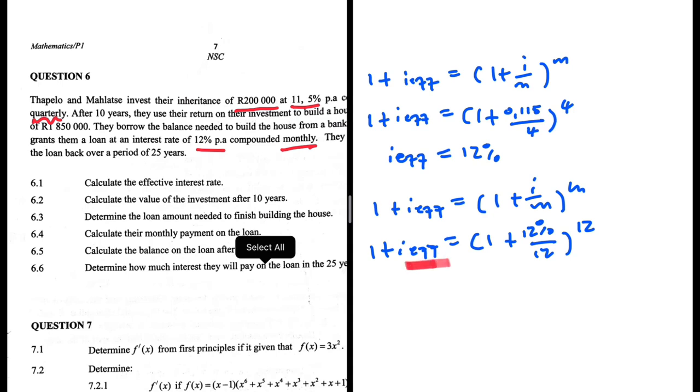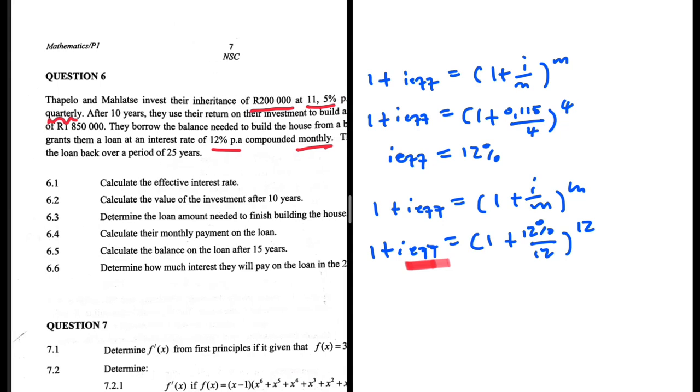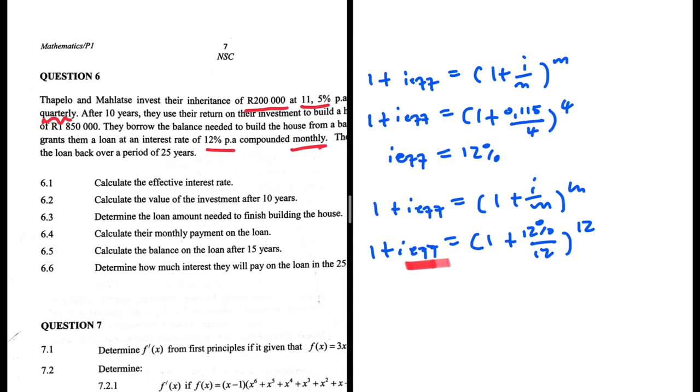So this question doesn't really specify what you're supposed to calculate the effective interest for. The best thing to do would be to just calculate it for both, the quarterly compounding for the investment and the monthly compounding for the loan. But anyway, there we go. We have our answer to 6.1.